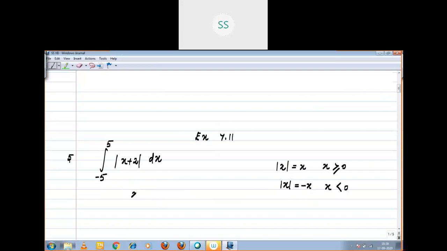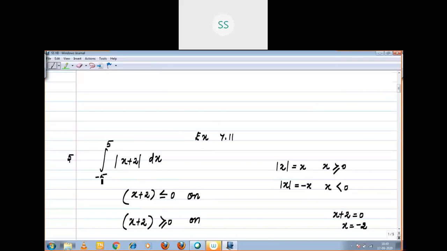x plus 2 less than or equal to 0, and x plus 2 greater than or equal to 0. I'm going to teach you how the limits are going to break. See, the given function you have to take and equate with 0. What do you get? x is equal to minus 2. That means minus 2 is the breaking point of this limit.